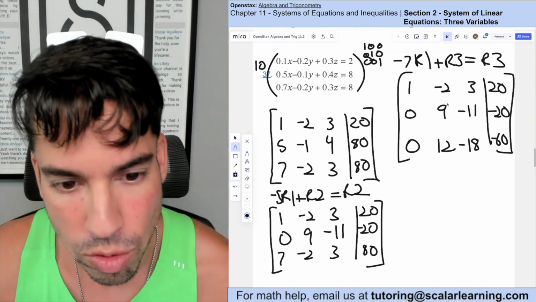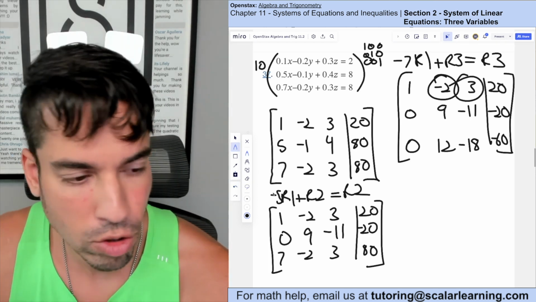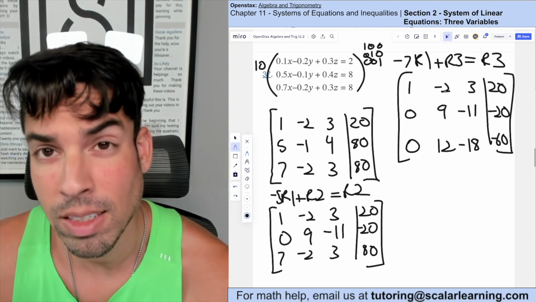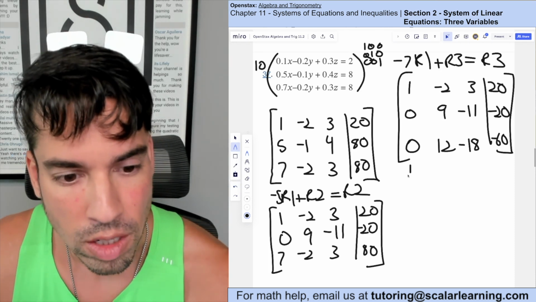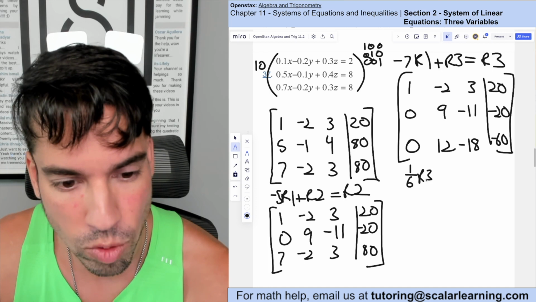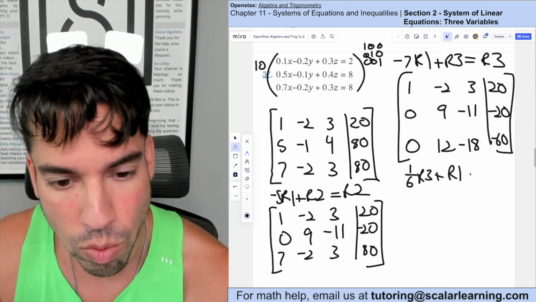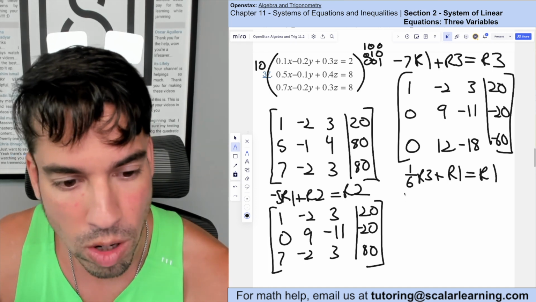Now what we're going to do is quickly wipe out these two. The reason I spotted that is because it's going to be pretty easy. All I have to do is multiply 1/6 times row 3, add it to row 1, and we're going to get a new row 1. And we're going to write that out.